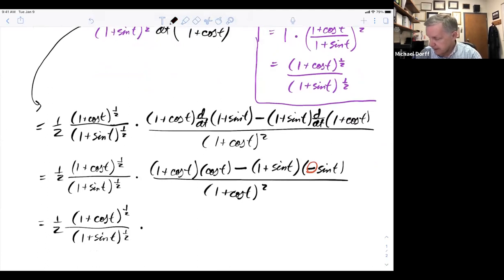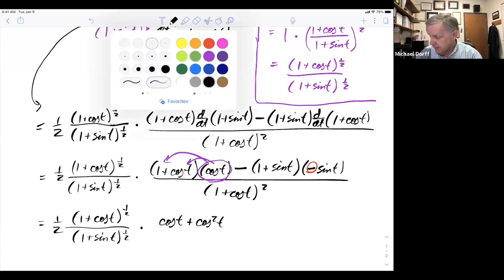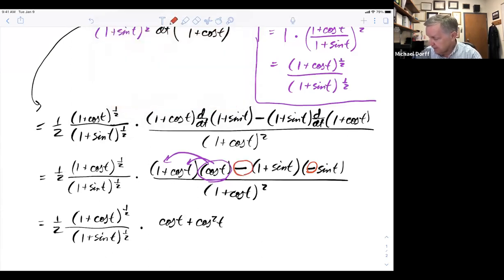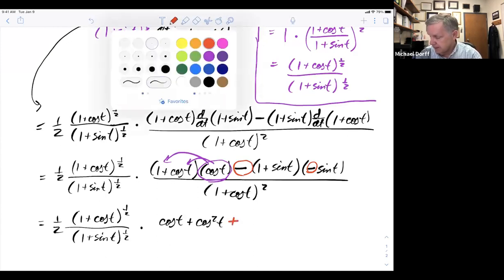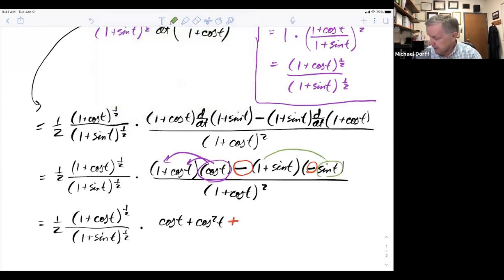Now on the right, I need to distribute this cosine t to both terms here. So 1 times cosine t gives me a cosine t, plus a cosine t times a cosine t gives me a cosine squared t. Then remember that I've got a minus and a minus, so those are all going to give me a plus there. And also I'm going to distribute the sine t now to both parts. So 1 times sine t gives me a sine t, and then I get plus a sine squared t because I have a sine times a sine.